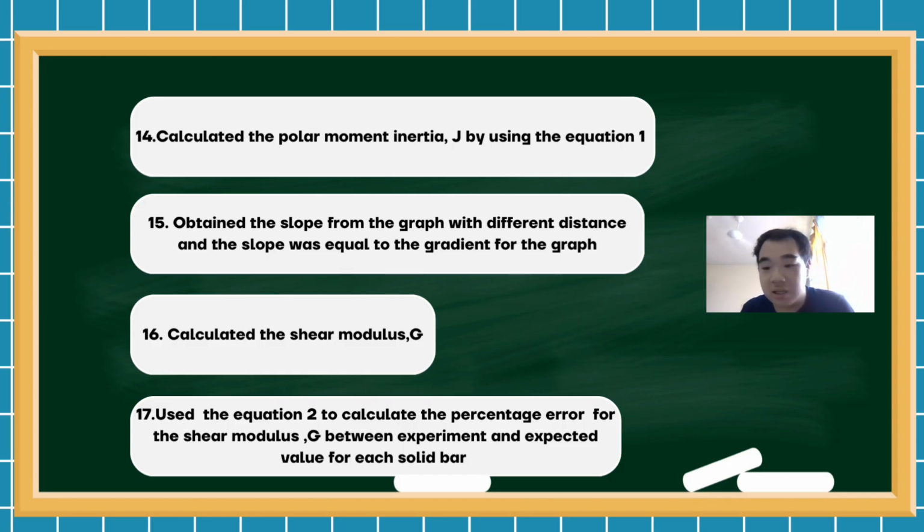So step 16 is we calculate the shear modulus G, and we use equation 2 that is shown in the theory, and calculate the percentage error for the shear modulus G between the estimated value for each solid bar.